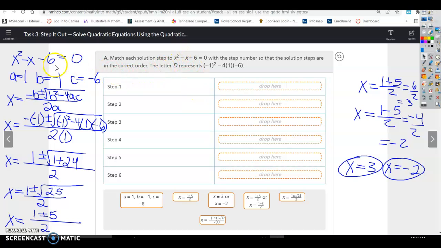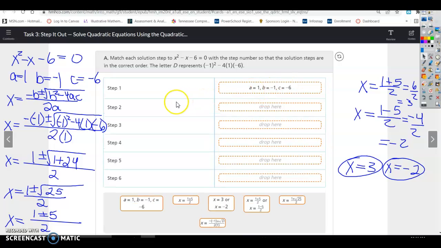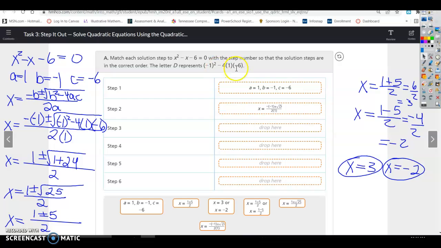So step 1, we identified our A, B, and C. Step 2, we substituted into the quadratic formula. All we did was substitute all the numbers in. Remember, they're saying D represents this right here. So D represents the discriminant. So that would be this step here.